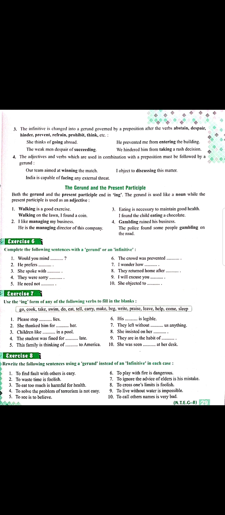Now the gerund and the present participle. The gerund and the present participle both end in ing. We definitely know the present participle also ends in ing, and the gerund as well. The gerund is used like a noun. What is the basic difference between the two, students? A gerund we use like a noun, but a present participle is always used as an adjective. Do remember that. For example: Walking is a good exercise.